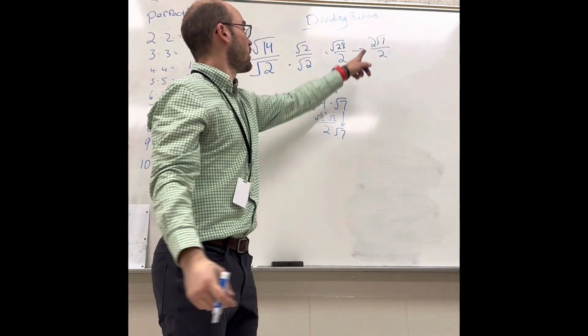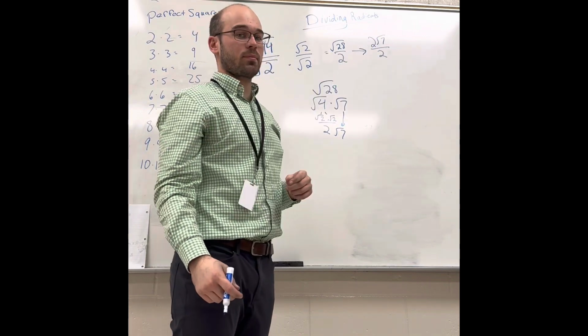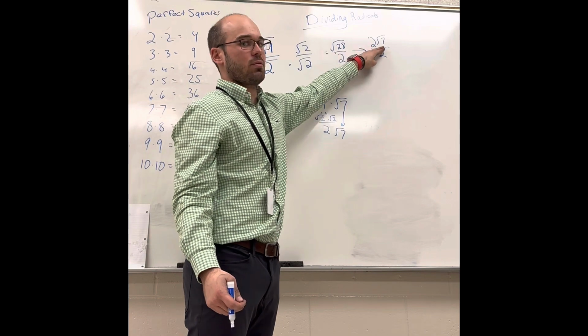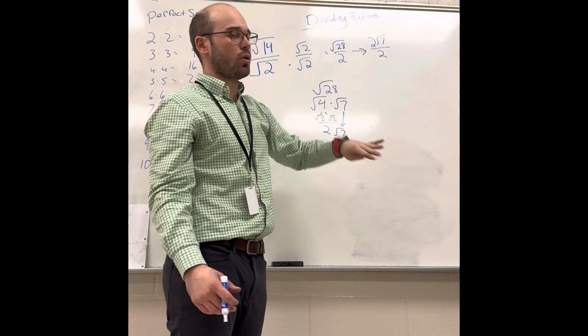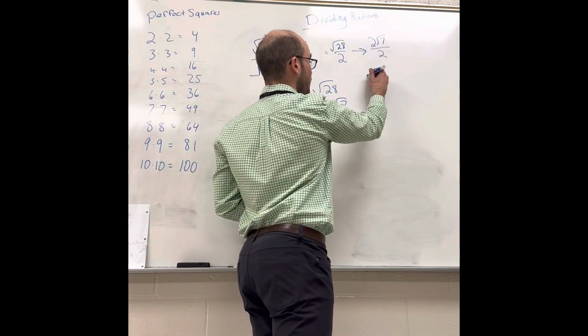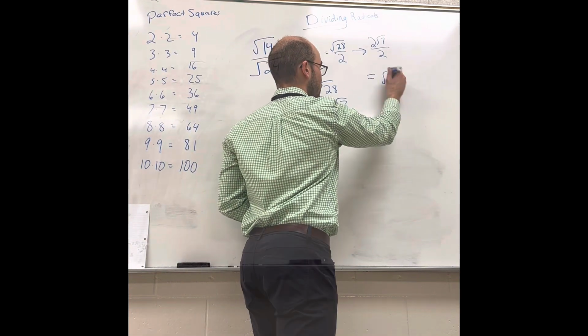So I'm left with 2 root 7 over 2. Notice I've got a 2 on the top outside of a root and a 2 on the bottom, no root. I can cancel those out. So our final answer is radical 7.